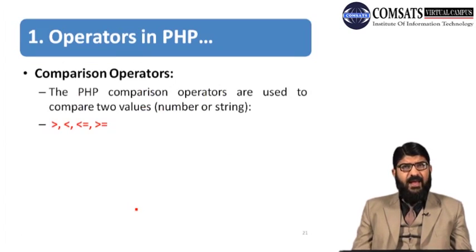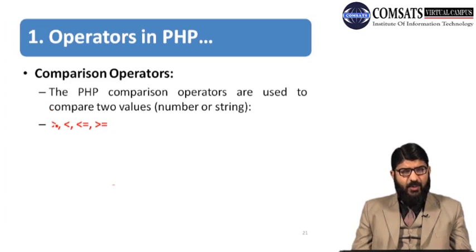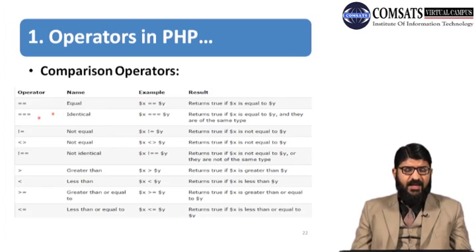The next is basically the comparison operators. The PHP comparison operators are used to compare two values, number or string. The first one is the greater than symbol, then less than, less than or equal to, and then greater than or equal to. So by using the comparison operators, you can compare either number values or string values. Let's see the comparison operators.